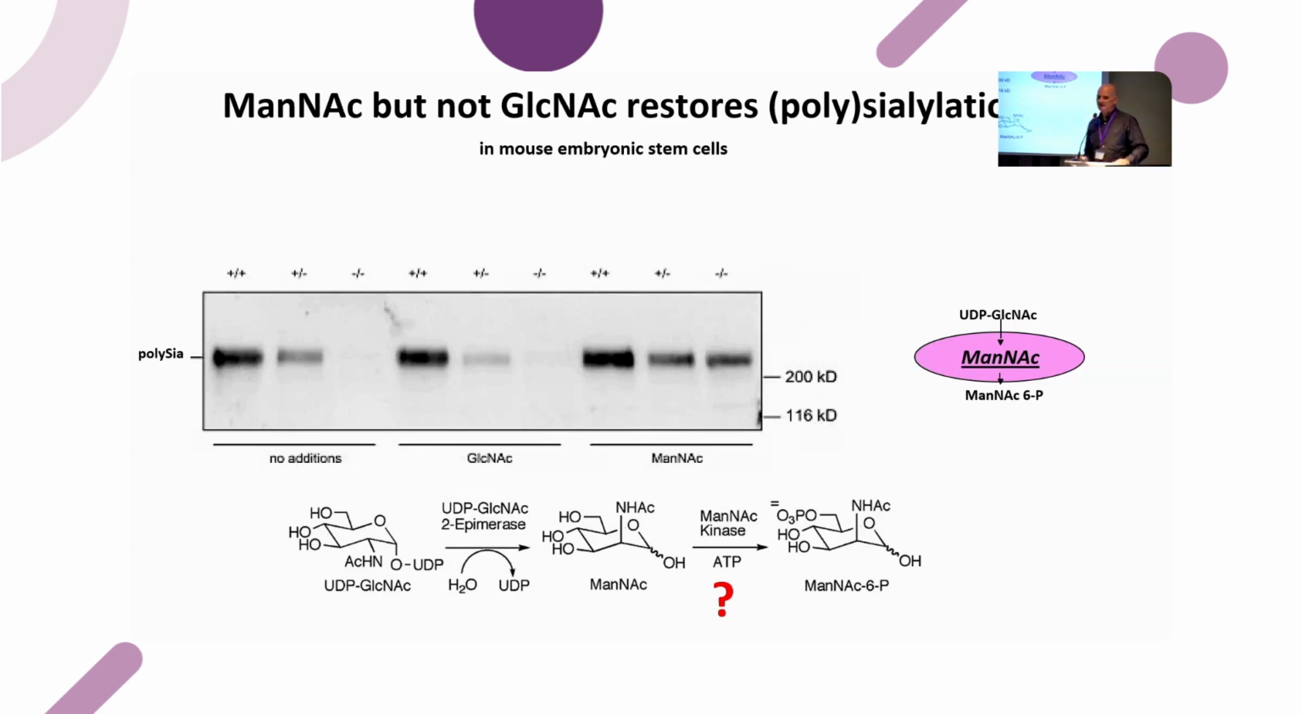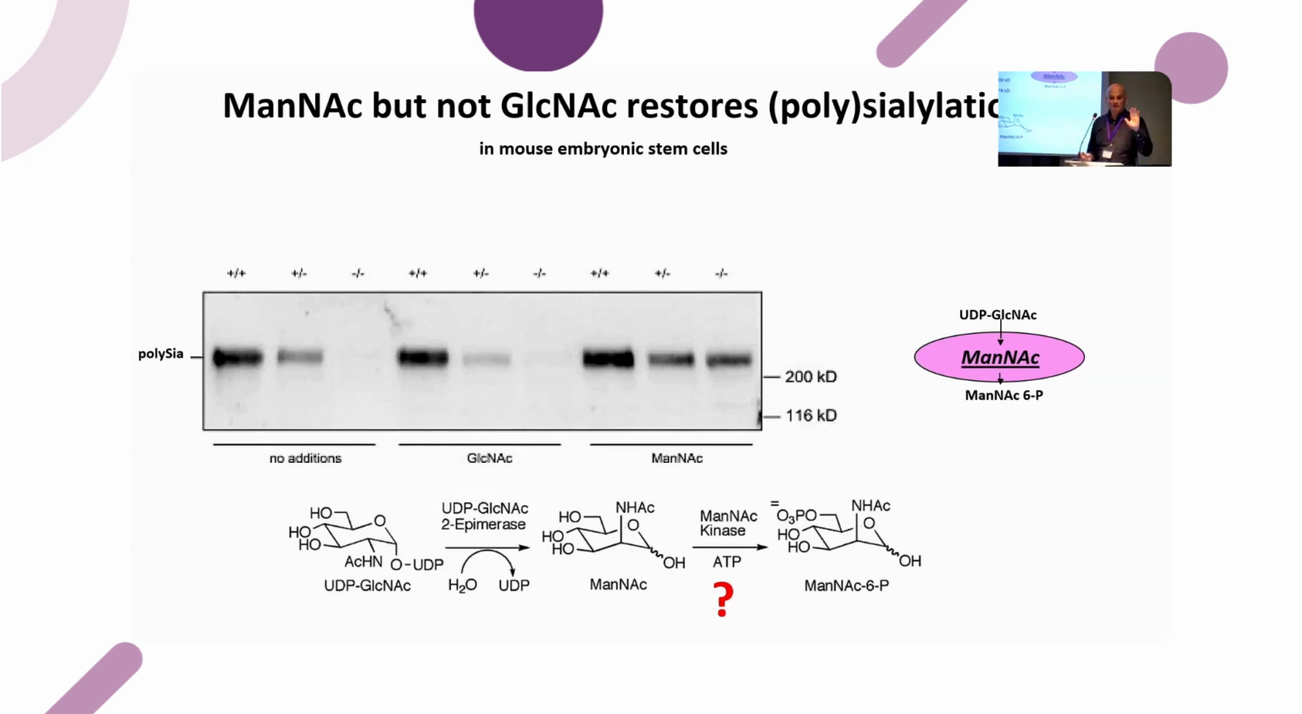And you see here a Western blot with an antibody which recognizes polysialic acid in these embryonic stem cells from the mouse. And you see what you expect. So the wild type express it, the heterozygous less, and in the knockout cells there's no polysialic acid.